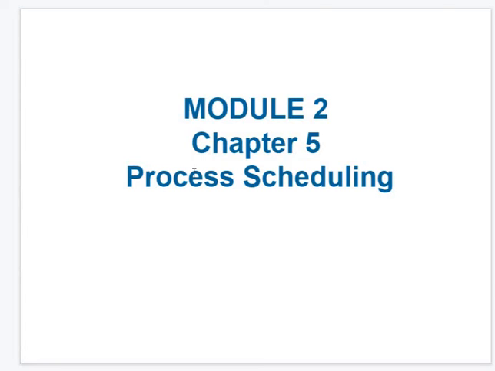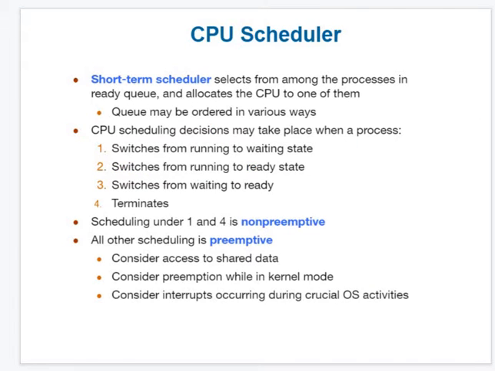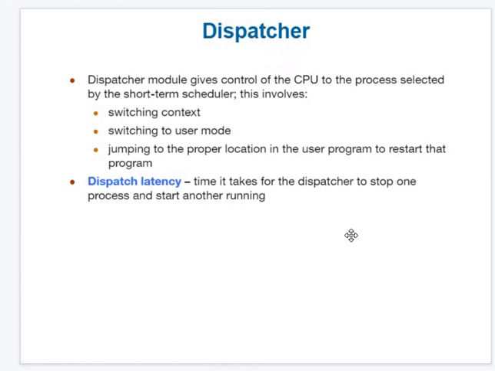In the previous session, we started module 2 in chapter 5, process scheduling and basic concepts. We finished the difference between CPU burst and IO burst, and how to calculate CPU burst and IO burst together. Then we saw the CPU scheduler, what all the activities a CPU scheduler should do, and how to maintain the preemptive and non-preemptive activity sets.